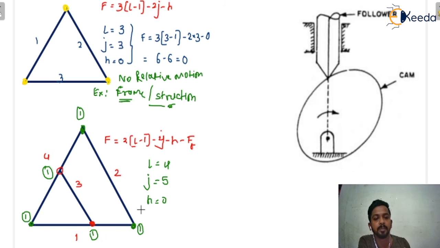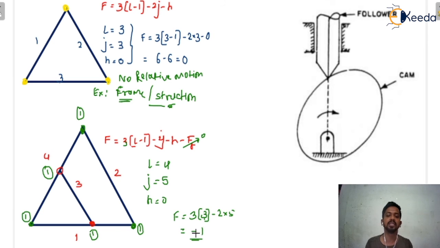There is no redundant pair, so fr, put it equal to 0. There is no redundant part. Okay, so F is equal to 3 into, that is 3, not 2, that is 3. L is 4 minus 1, that I can write directly, so that is 2 multiply 5. You can get minus 1. Okay, so that is basically the superstructure.